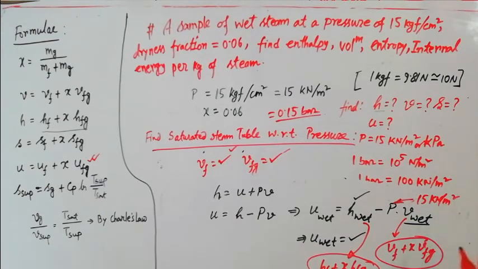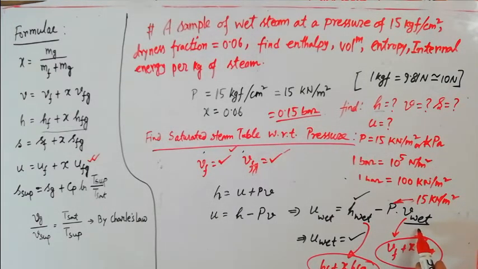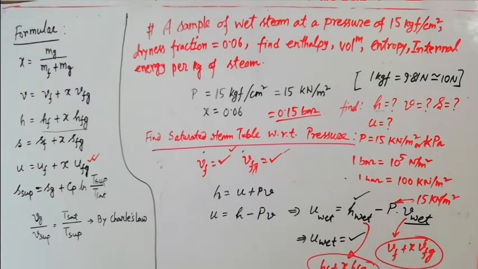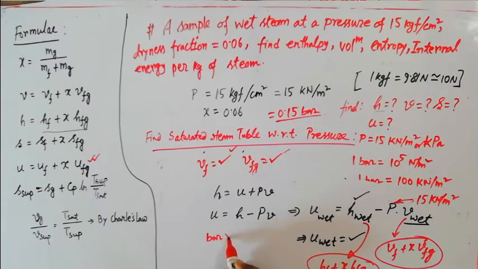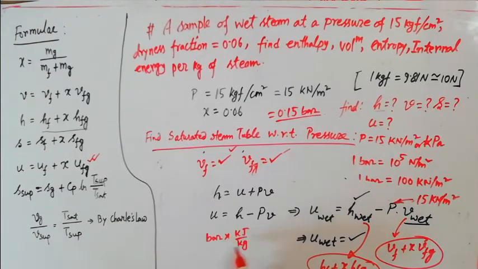Why am I saying so? Because if you put the bar unit there, then bar and the specific volume will come with kilojoule per kg. So bar cannot be multiplied with kilojoule per kg. Are you understanding what I am saying? If P is in bar and the specific volume comes in kilojoule per kg, bar cannot be multiplied with kilojoule per kg. That's why you have to convert that bar into kilonewton per meter square. So kilonewton per meter square should be taken while you are calculating this one.